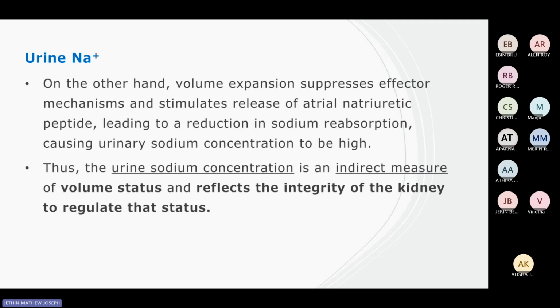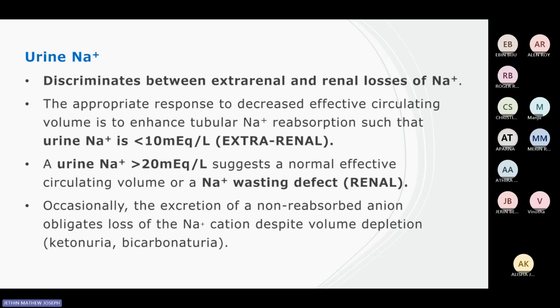So basically, the objective of urine sodium is that it's an indirect measure of the integrity of the kidney. So whether your kidney is at fault for your sodium loss, we'll be able to find out through urine sodium. It is a measure of the integrity of the kidney function. Okay. So urine sodium discriminates between extrarenal and renal losses of sodium.